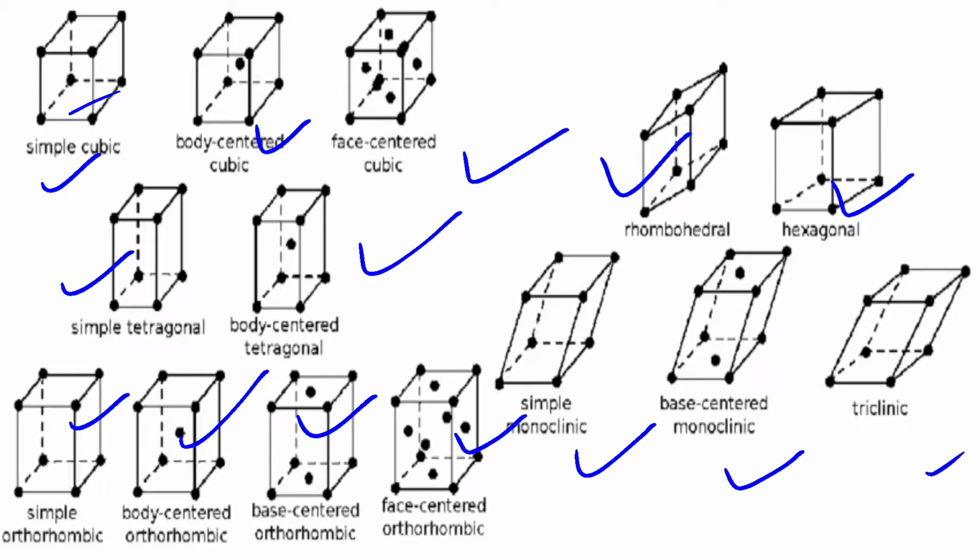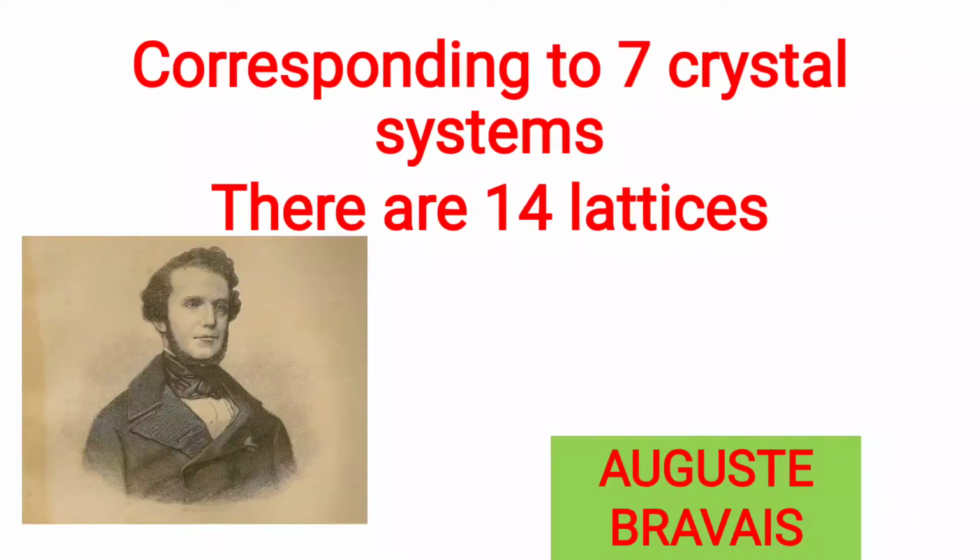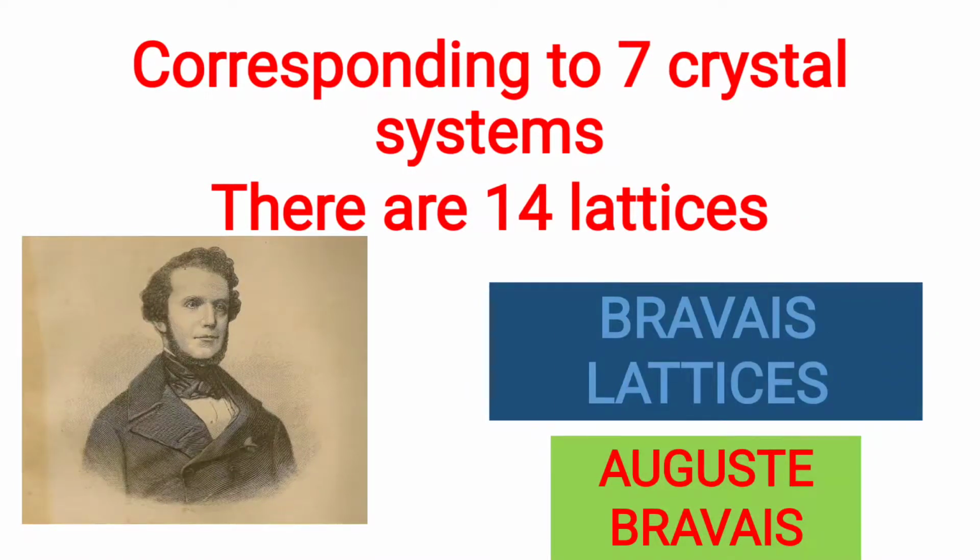That is, we have 7 crystal systems, but when we consider the possible variations and count them, the total number of lattice systems possible is 14. So let's have a look at this. Corresponding to 7 crystal systems, there are 14 lattices. And who observed this? A French mathematician by the name of Auguste Bravais. So these 14 lattices are called Bravais lattices. Clear? So we have a total of 14 Bravais lattices.